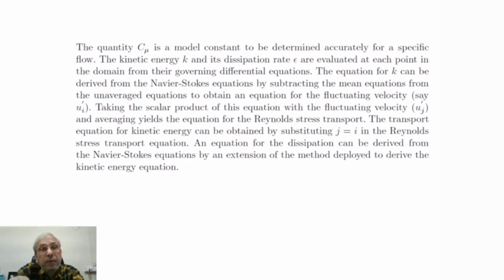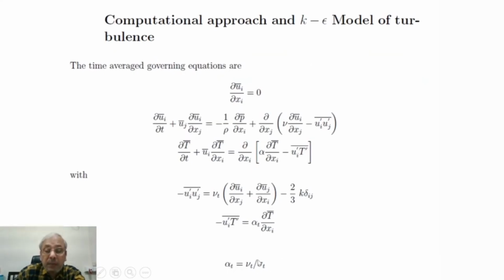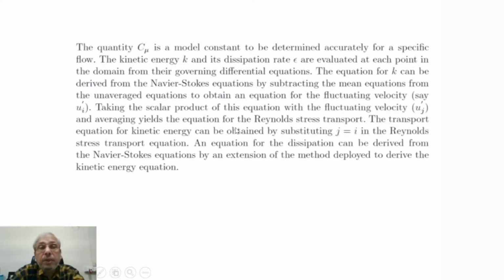So we model the K equation, we model the epsilon equation, we solve for K and epsilon, and then we plug in those K and epsilon values in this relationship. C mu is a model constant, usually 0.09 for most of the flows. Then we can find out nu t. Once we find nu t, we can also find alpha t, as the turbulent Prandtl number is known. And then we can solve these equations to get a complete solution of velocity and temperature fields in a given domain.